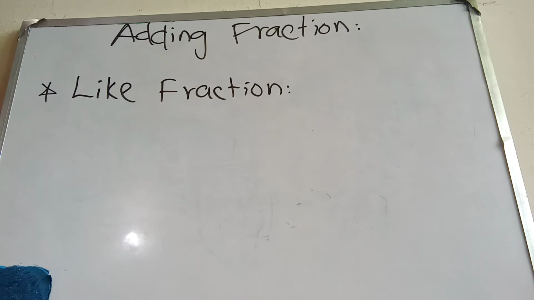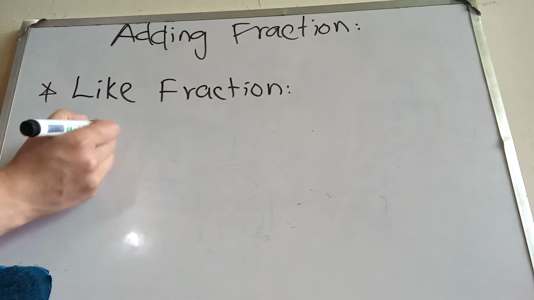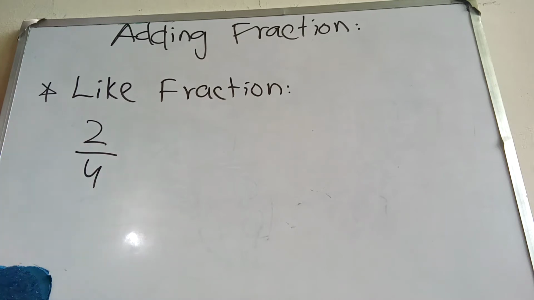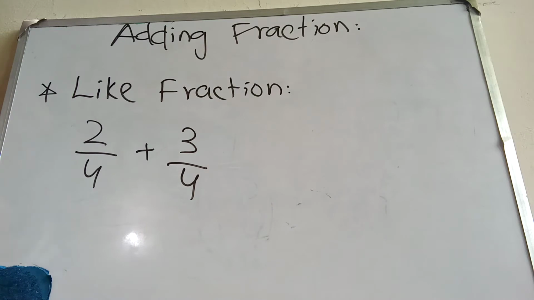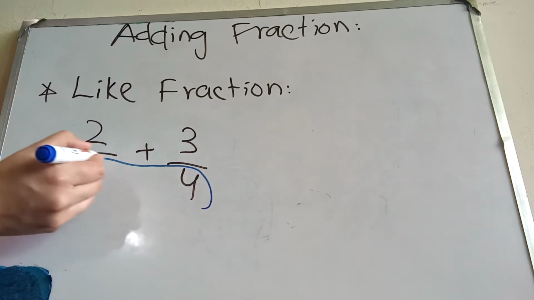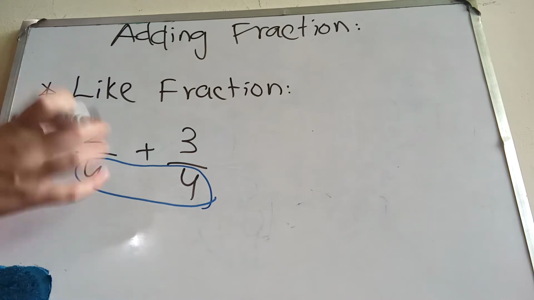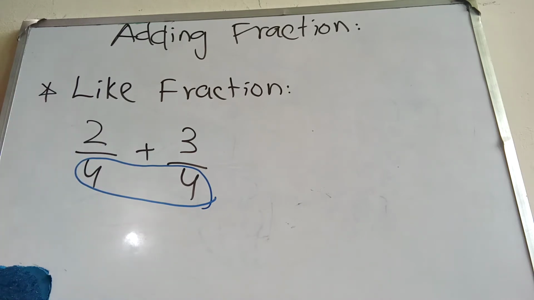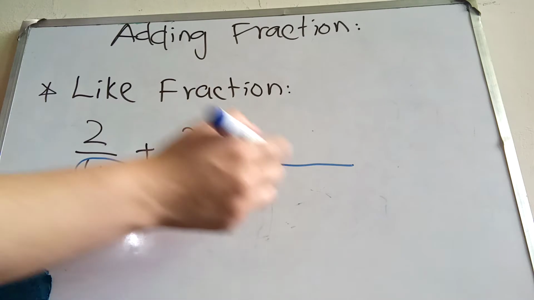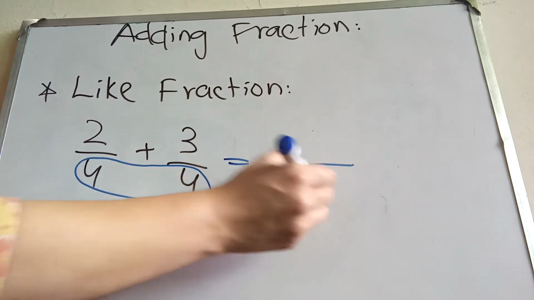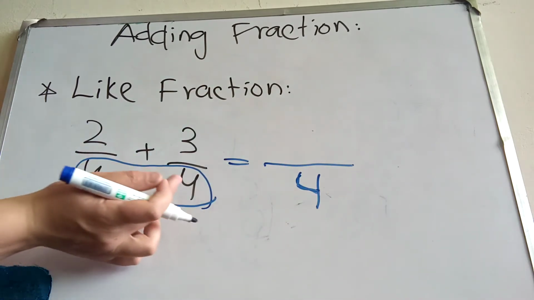The question is, what are like fractions? Like fractions are those fractions whose denominators are the same. For example, if we have 2 over 4 and then we add 3 over 4. Here they are like fractions, because the denominators of both are the same, both have 4 as a denominator, so it is very easy to add like fractions, because in the denominator you just write the number once, or you can take it common, then 4.